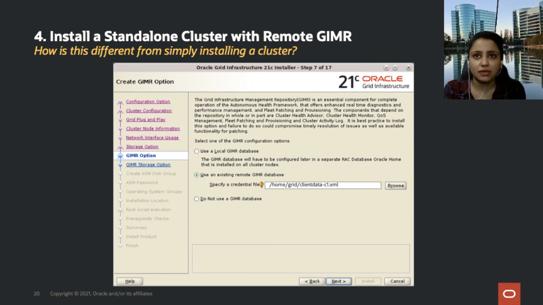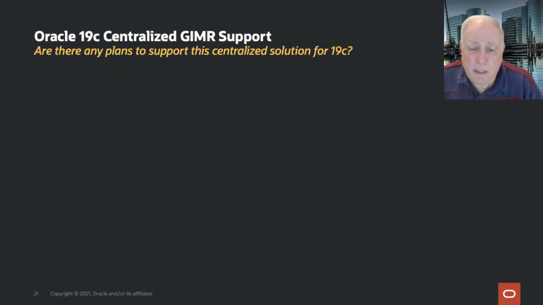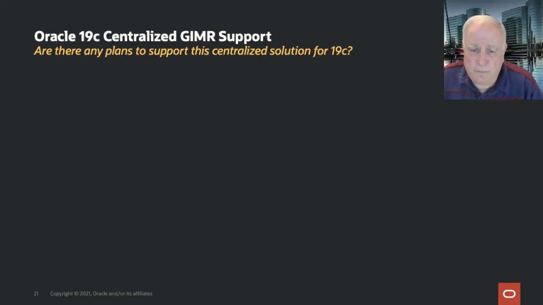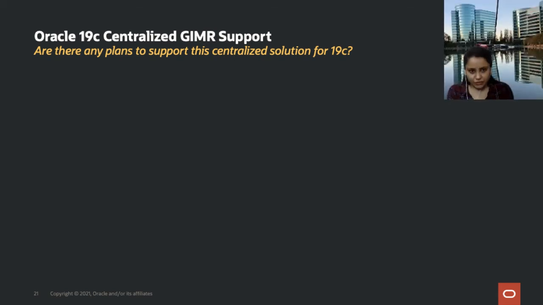remote GIMR installation. At the beginning of the presentation, we talked about having this backported to 19C because it sounds like such a desirable feature. Yeah. Now, in 19C, it is an optional feature. Yes. So if I have a GIMR locally, can I just make that a remote GIMR and not lose anything? Sure, you can do that.